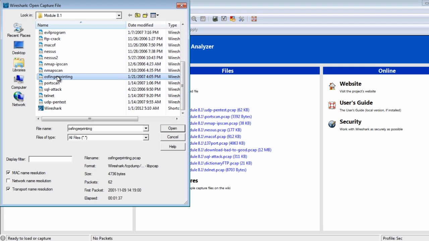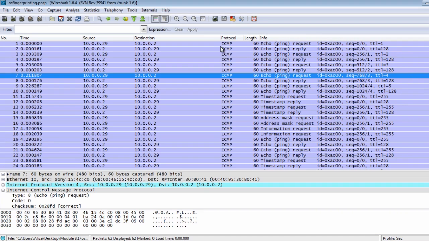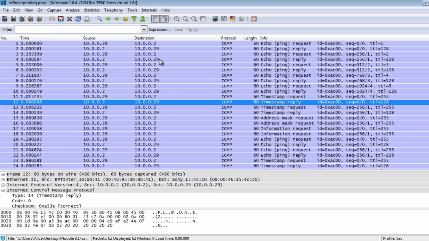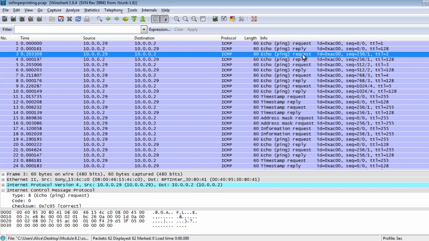Finally, let's see how you can identify a remote operating system. In this case, the ICMP protocol was used. We see the attacker's computer with IP 10.0.0.29 and the test computer with the address 10.0.0.2. The process begins with sending an echo packet and waiting for the response. This is repeated several times because the ping command sends several packets.